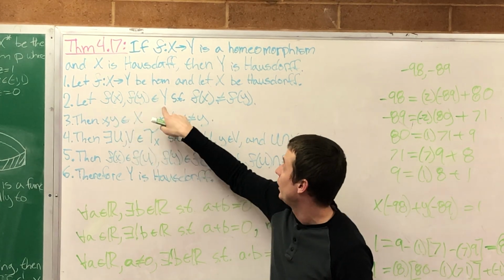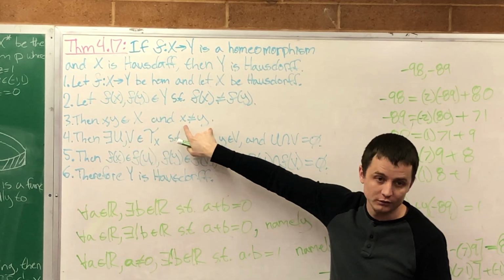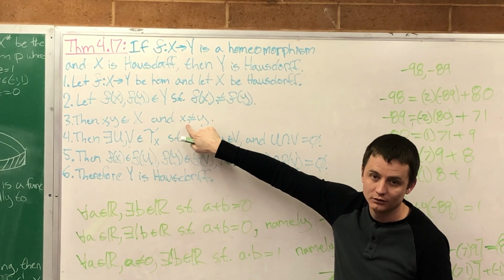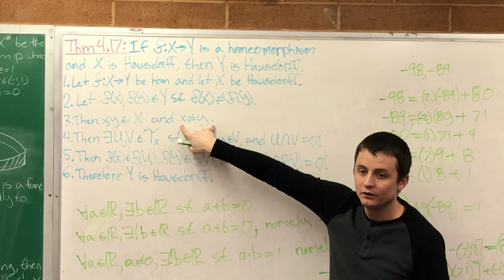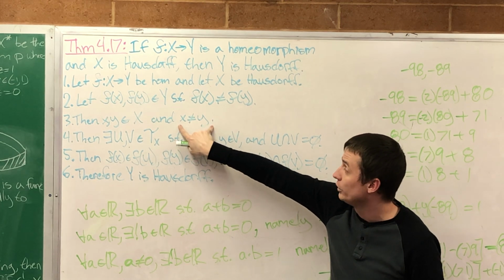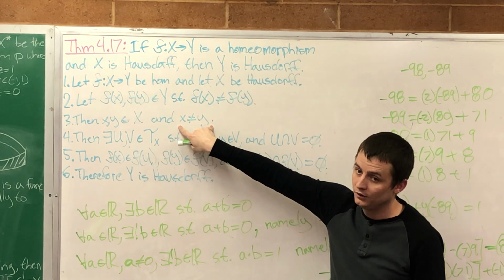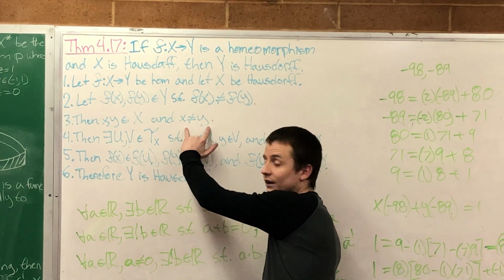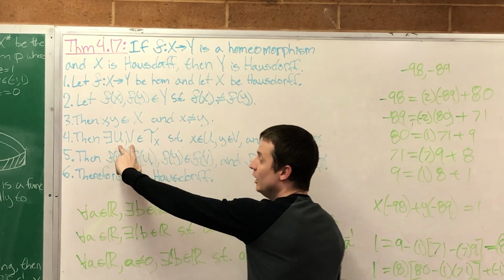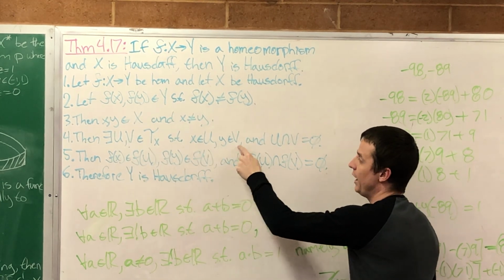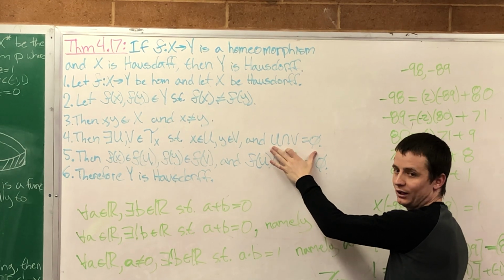Well, since f(x) and f(y) are in Y and not equal to each other, then there must be points x and y in X that aren't equal to each other, because f is a bijection. So these are 2 different points in X. What do we know about X? It's Hausdorff. So since I have 2 different points in X, there exist 2 open sets in X, 2 things in the topology on X, such that x is in U, y is in V, and U and V have no intersection. When you intersect them, you get the empty set. They have no points in common.